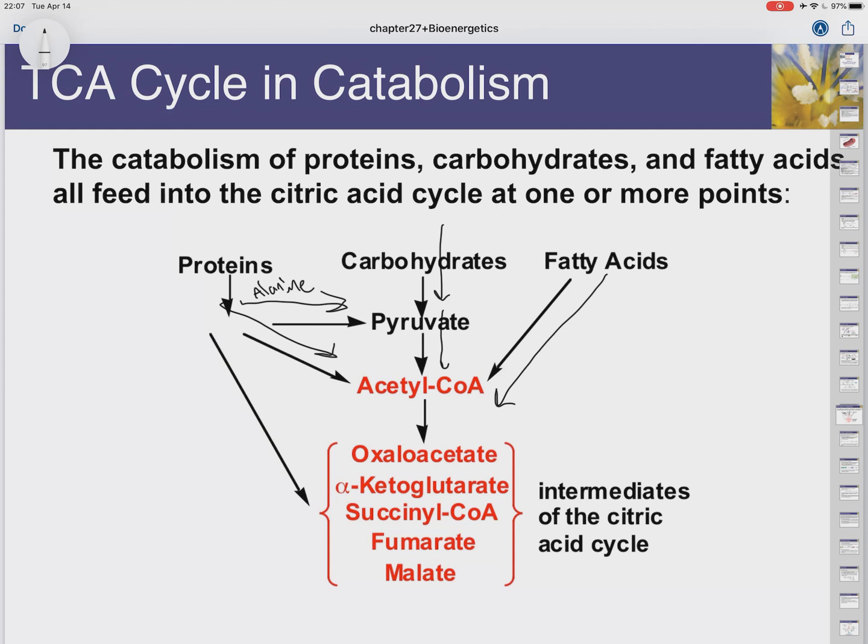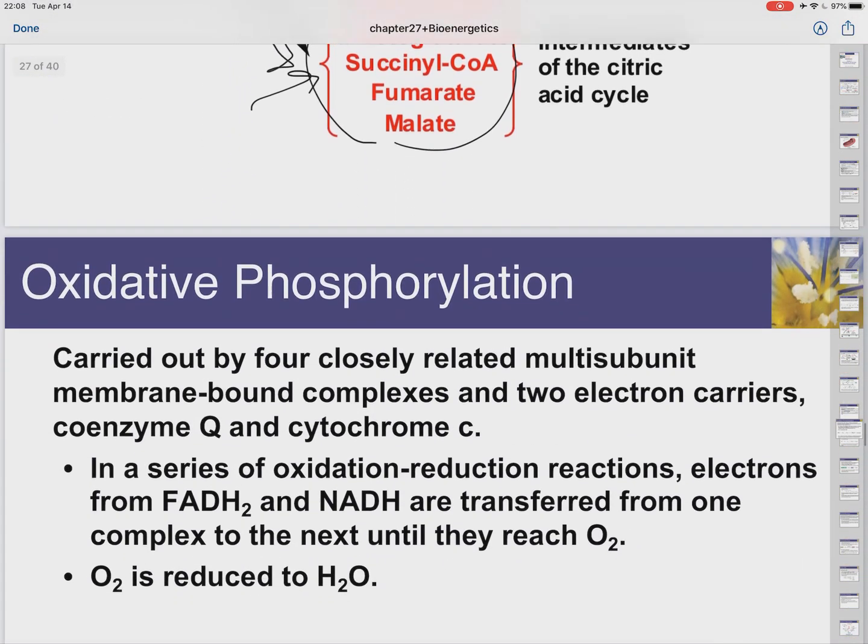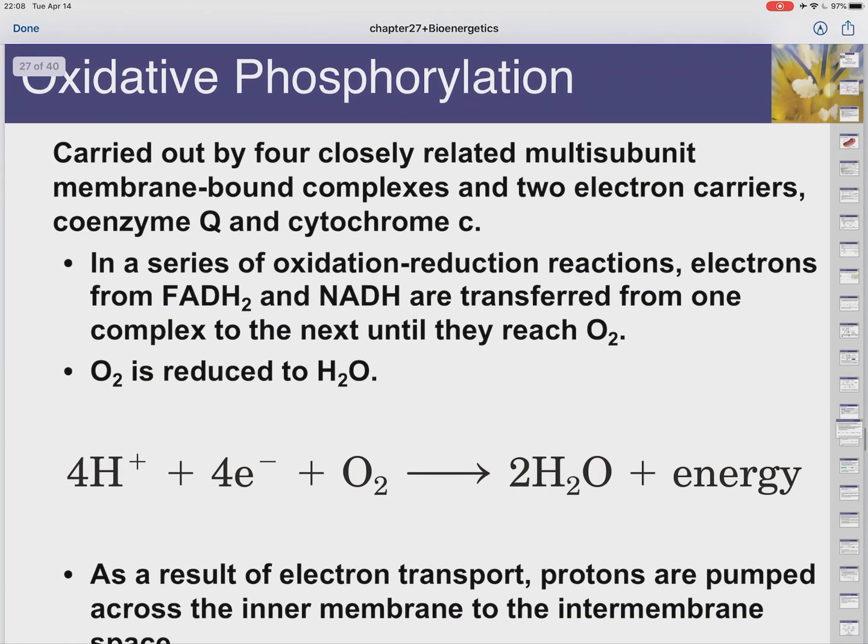Proteins can become acetyl-CoA, and then they can also enter in as many of these precursors to amino acids. So when we make our own amino acids, we usually make them from these molecules. So different points where our molecules can come into the catabolism cycle.